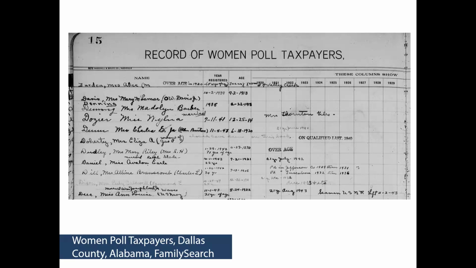You find little clues on here, like at the very bottom, there's a Miss Anne Louise Dees, who is listed as Waves in the U.S. Navy. So now you see some military service that they actually participated in. You get information on when they registered, their age, and it's showing each of the different times that they had paid their poll tax for this. So again, that can help you to find additional records of finding when they might have voted as well.